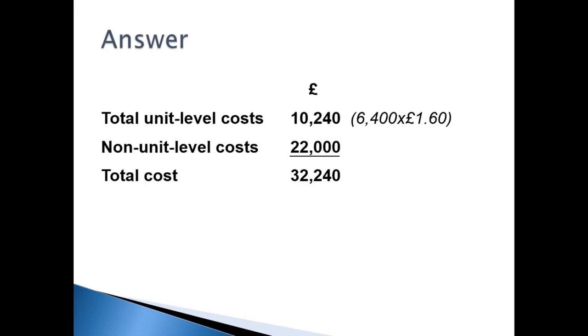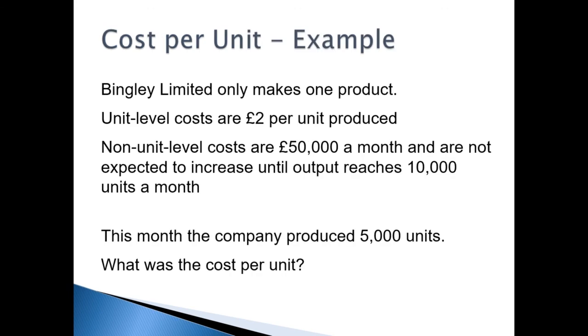So £1.60 times 6,400 plus the £22,000 which are stable, and this gives us this total cost. So we know roughly that next month we're going to spend £32,240. Right, that's the total cost. What about the cost per unit?